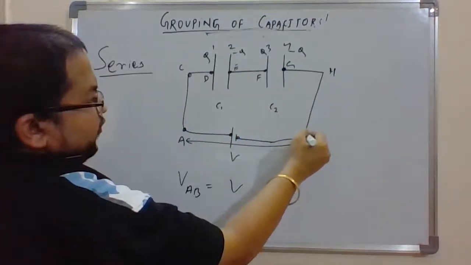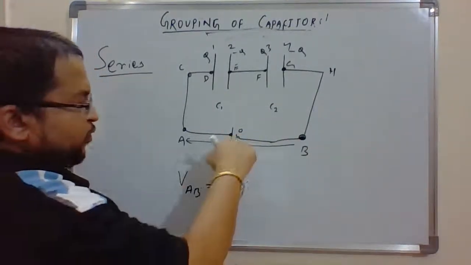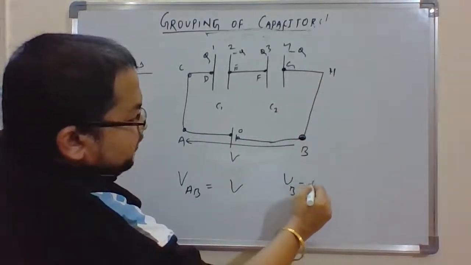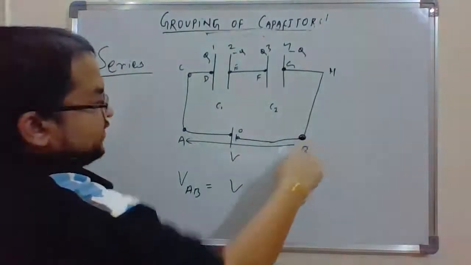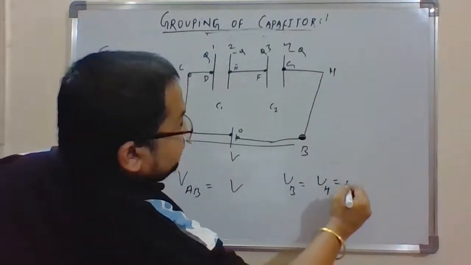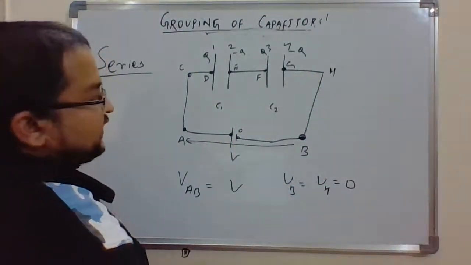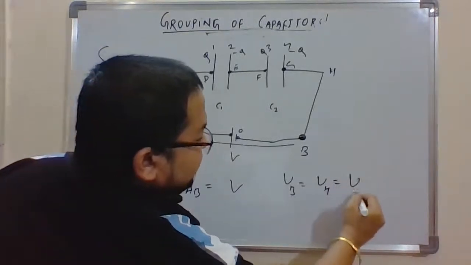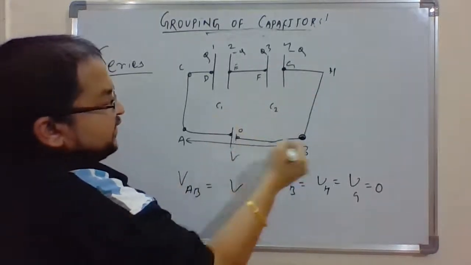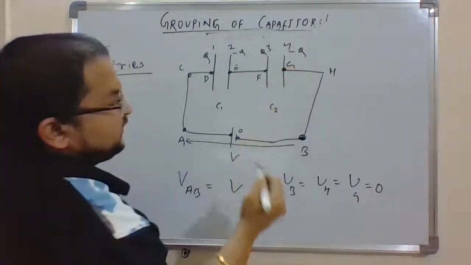So when I go from B to H, assume the potential here was zero. If the potential here was zero, what would be the potential at B? VB will also be zero. If VB is zero, can I say that VH will also be zero? If VH is zero, then VG will also be zero, because from here to here there is no other electrical device, no change in potential, no current, no resistance. So VG is also zero.